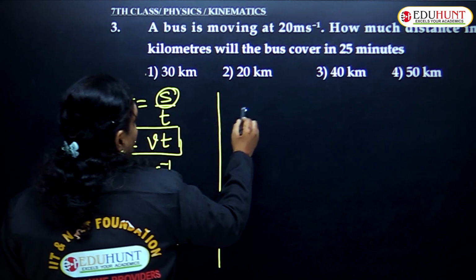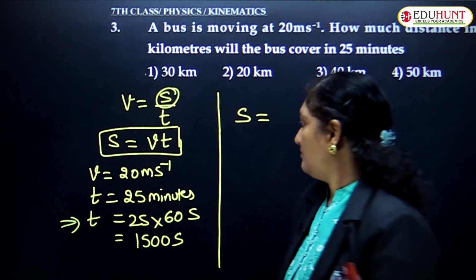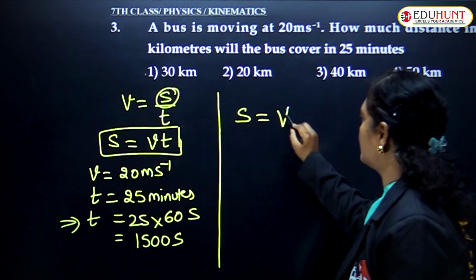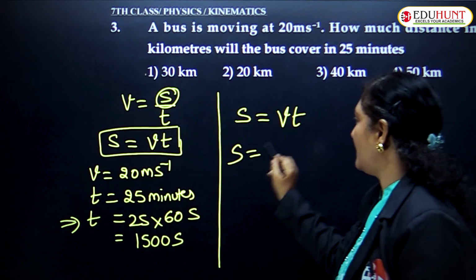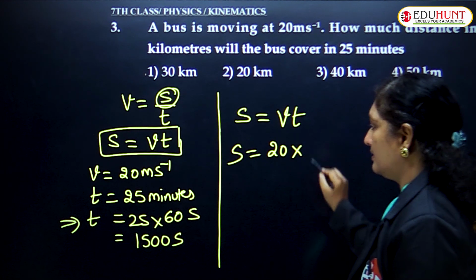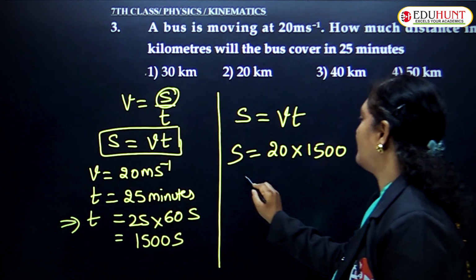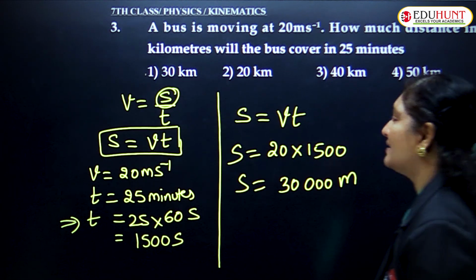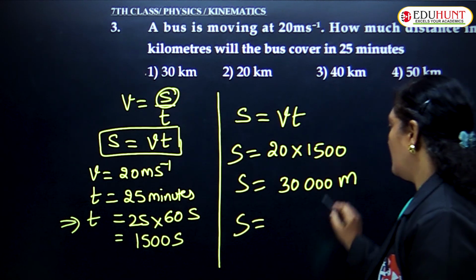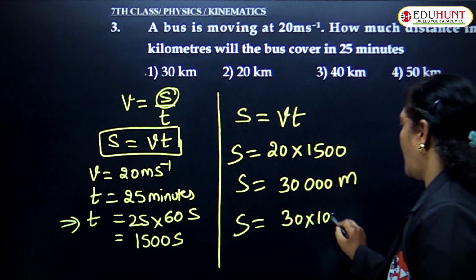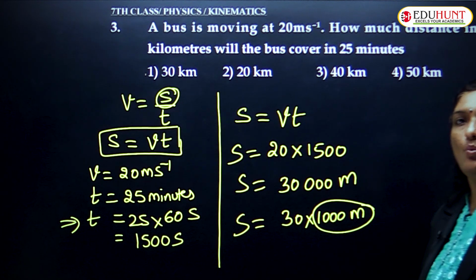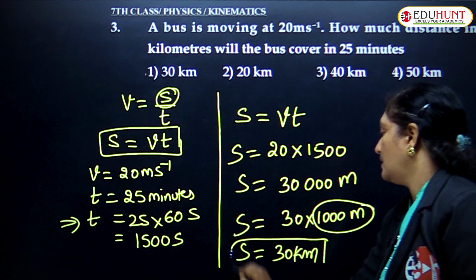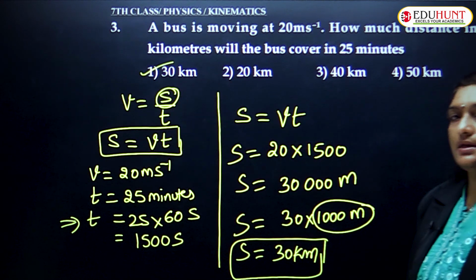So we need to find the distance traveled in kilometers. First of all, we will get it in meters. Later we shall convert it into kilometers. So distance equals speed into time, with speed 20 meters per second and time 1500 seconds. After further simplification, how much are you getting? 30,000 meters. You got the answer in meters. So this can also be written as 30 into 1000 meters. But every 1000 meters make 1 kilometer. Hence, the distance covered by the object is 30 kilometers. Hence, the right option would be the first one, that is 30 kilometers.